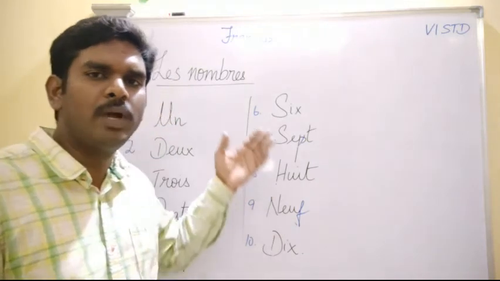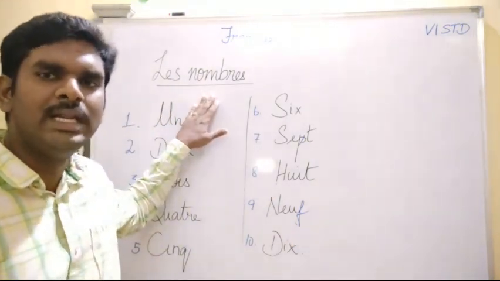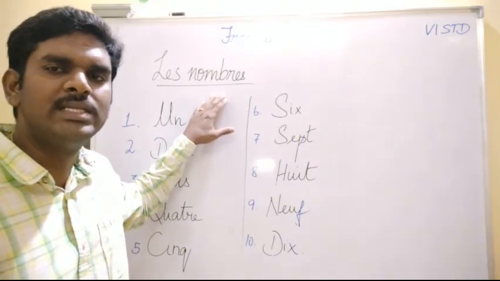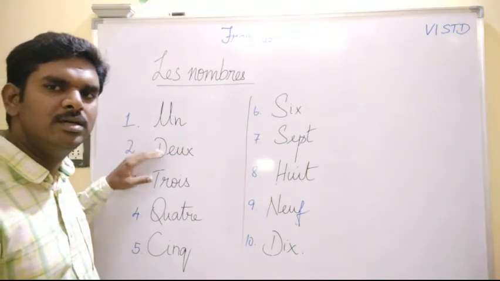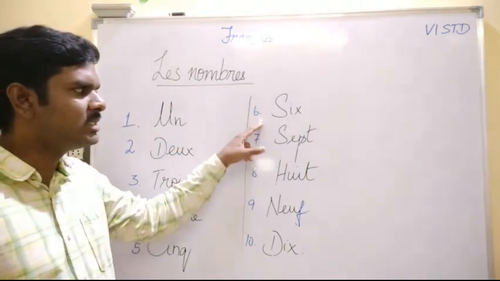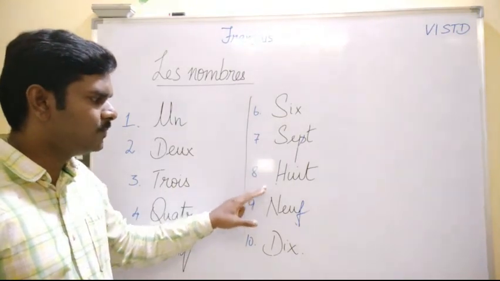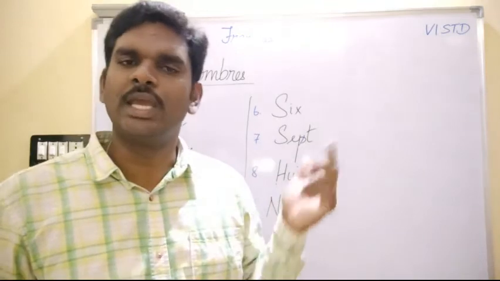Okay, so one last time we will see les nombres. What is it? Les nombres. Numbers in French is called les nombres. One last time. 1, 2, 3, 4, 5, 6, 7, 8, 9, 10. Okay, don't worry. We'll see this once again tomorrow.